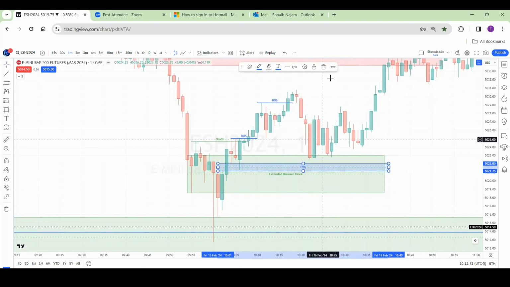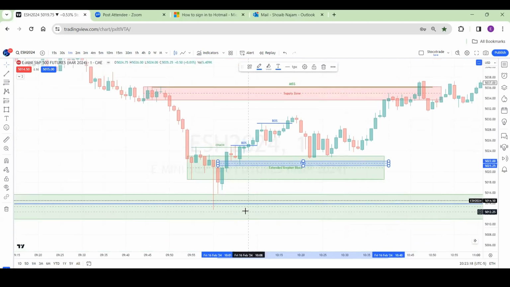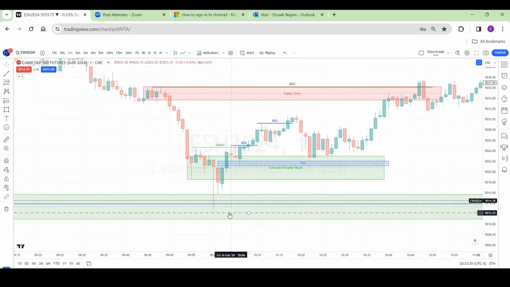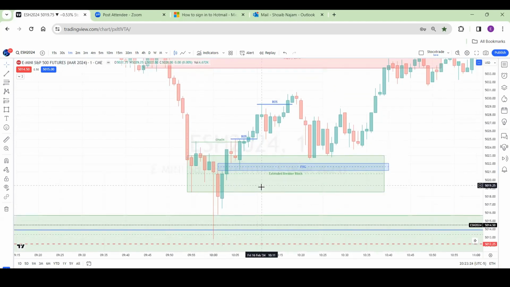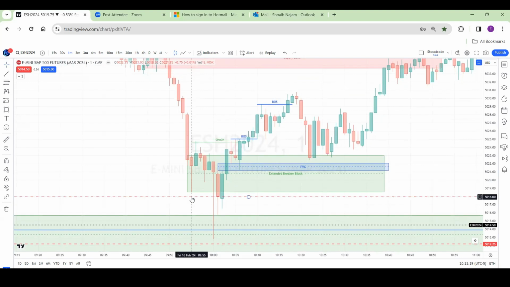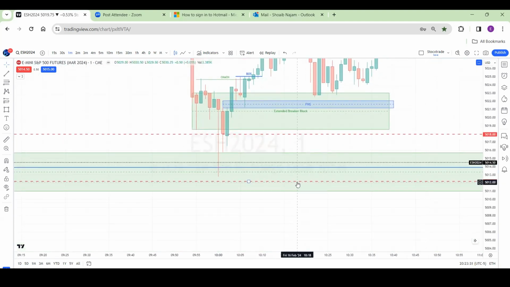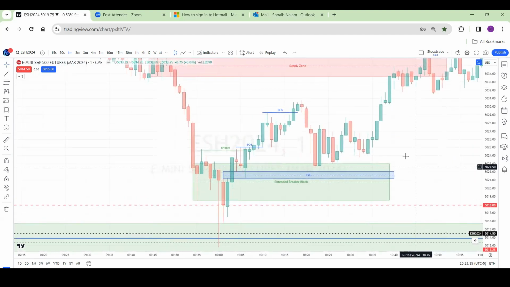Like if we were looking in the supply zone, why are we taking the entry here? Because we know that our stop loss is below the structure. But in this case, if I am taking the entry with the extended breaker block, my stop loss will be below this demand zone. I don't need to take the stop loss here. How many points extra? 18 to 12, 6 points.